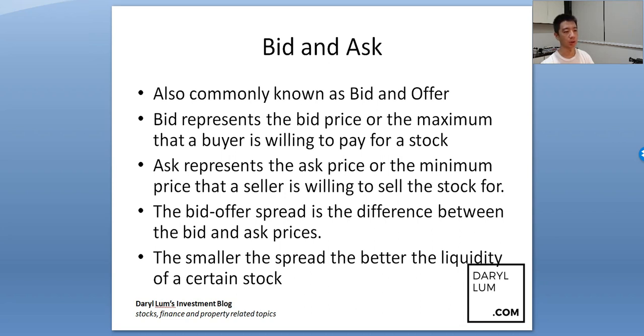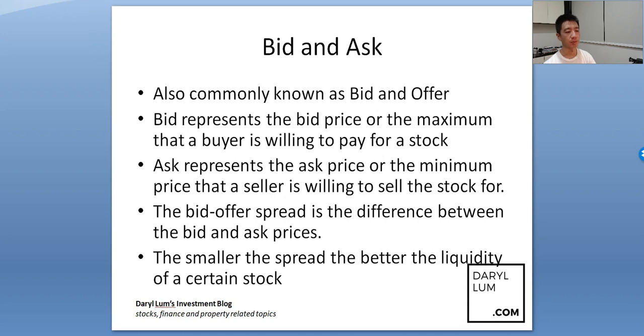It's also commonly known as bid and offer. So the bid represents the bid price, or the maximum that a buyer is willing to pay for a stock. So if you see a certain stock hovering at maybe $9.10, the buyer may bid maybe $9. So that's the maximum that the buyer is willing to pay for a stock. When the stock price drops to $9, the order will be made, and the buyer will be issued with the stocks that he bid for.